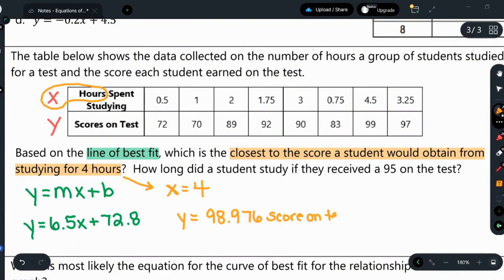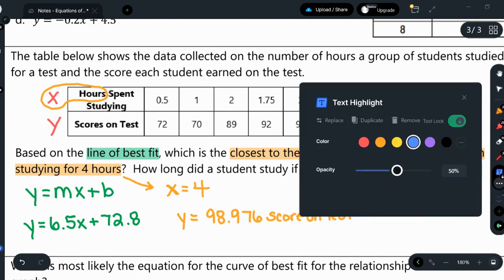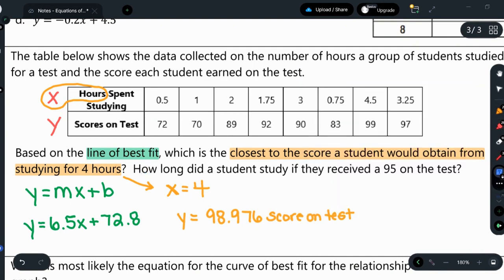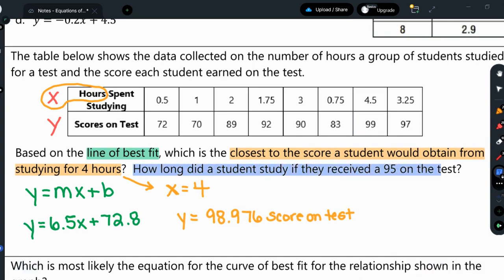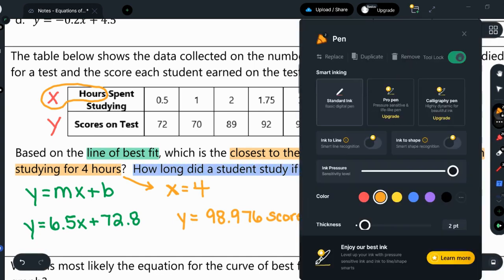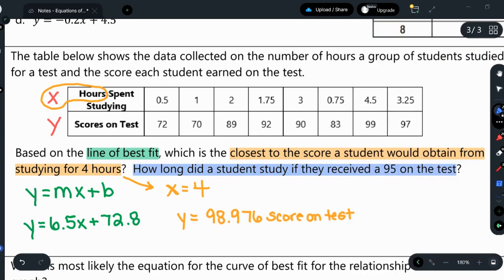We can label it. Last part of this question is asking us, how long did a student study if they received a 95 on the test? So now we're going backwards a bit. We have the 95 score on the test. As you can see in our table, scores on tests are going to be our y value. So I now in Desmos will type y equals 95.